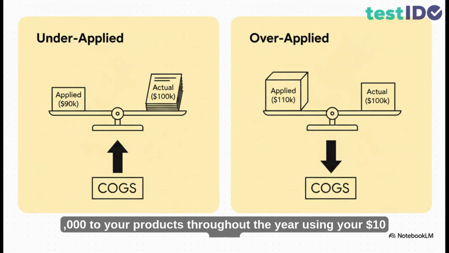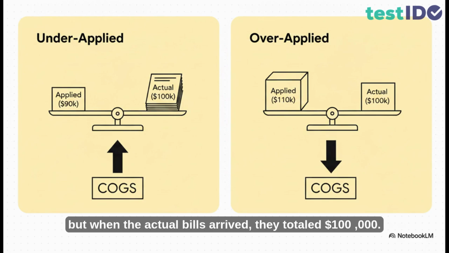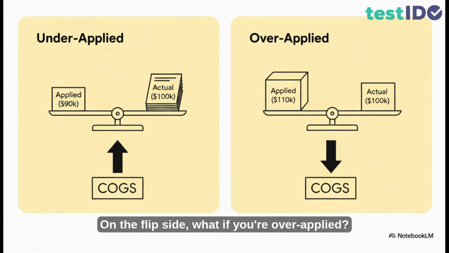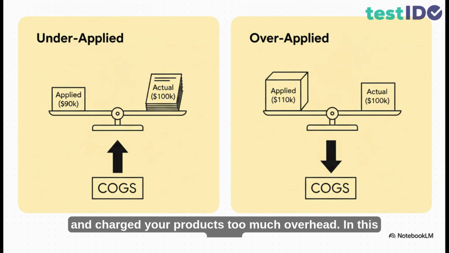Say you applied $90,000 to your products throughout the year using your $10 rate, but when the actual bills arrived, they totaled $100,000. Yikes, you didn't charge your products enough. To fix this, you have to increase your cost of goods sold. On the flip side, what if you're overapplied? What if you applied $110,000 to your products, but the bills were only $100,000? You were a little too conservative and charged your products too much overhead. In this case, to fix the error, you actually decrease your cost of goods sold.